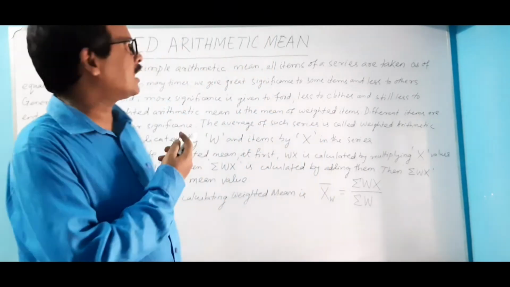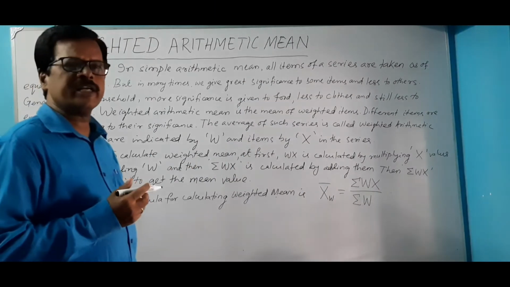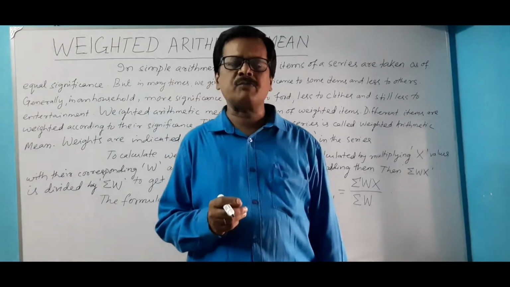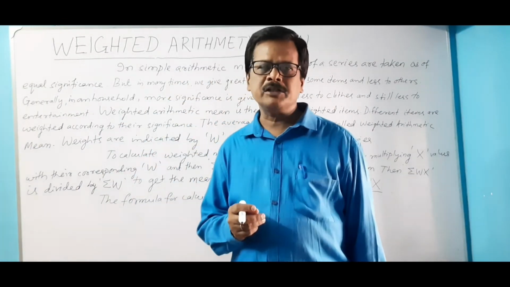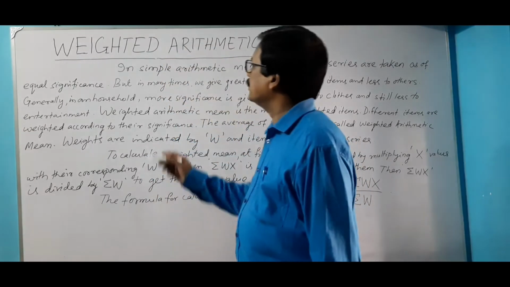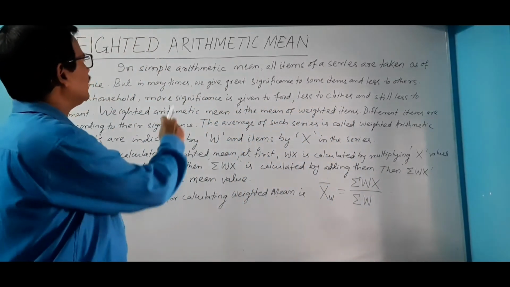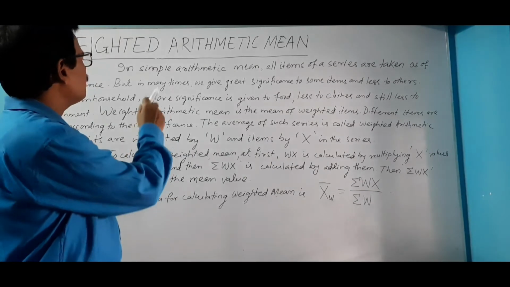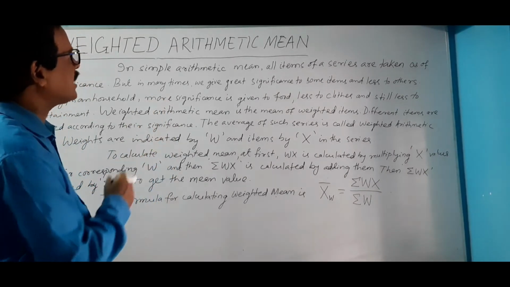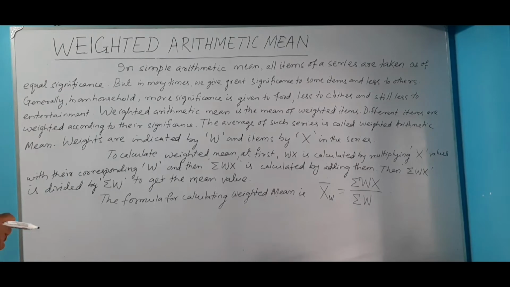Everybody. Prior to this class, we have already discussed all about the calculation of simple arithmetic mean. But today we will discuss the calculation of weighted arithmetic mean. In simple arithmetic mean, all items of a series are taken as of equal significance. But many times we give great significance to some items and less to others. Generally, in a household, more significance is given to food, less to clothes, and still less to entertainment.